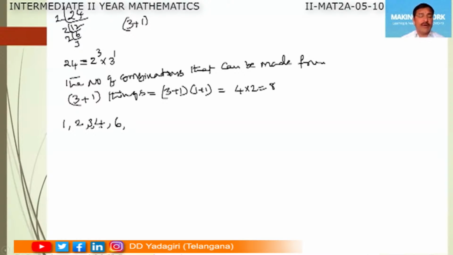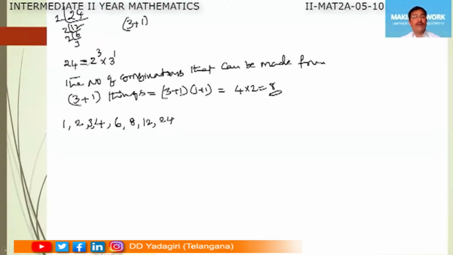And now by taking 2 elements every time, we can take any 2 of these three 2's, that is 2 into 2, 4. And one 2, one 3, 6. And no other. And by taking 3 elements at a time, all the three 2's, 2 into 2 into 2, 8. And two 2's and one 3, 12. And next, by taking all the 4, 24. So how many factors did we get here? 1, 2, 3, 4, 5, 6, 7, 8. So the total number of factors is 8. These are the 8 combinations we can make, and every combination gives a factor of 24.